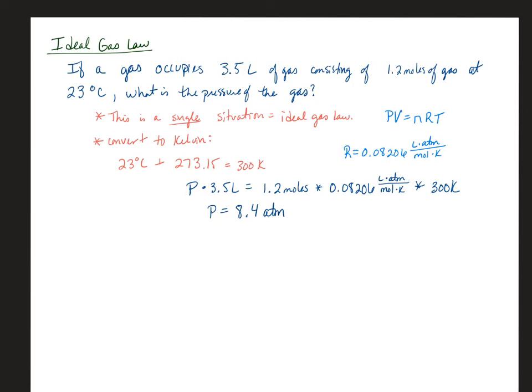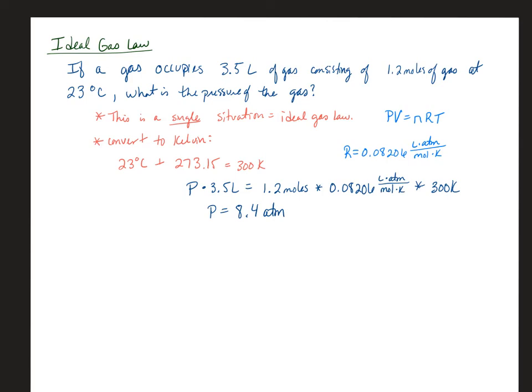So here's an example. If a gas occupies 3.5 liters, I don't know why I put it as of gas there again, sorry about that. It consists of 1.2 moles of gas at 23 degrees Celsius. What is the pressure of the gas?